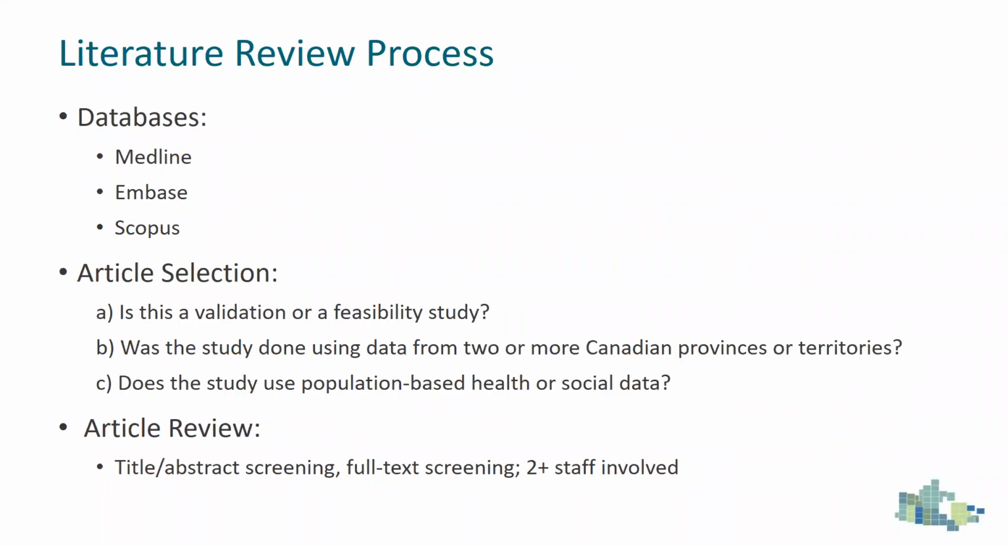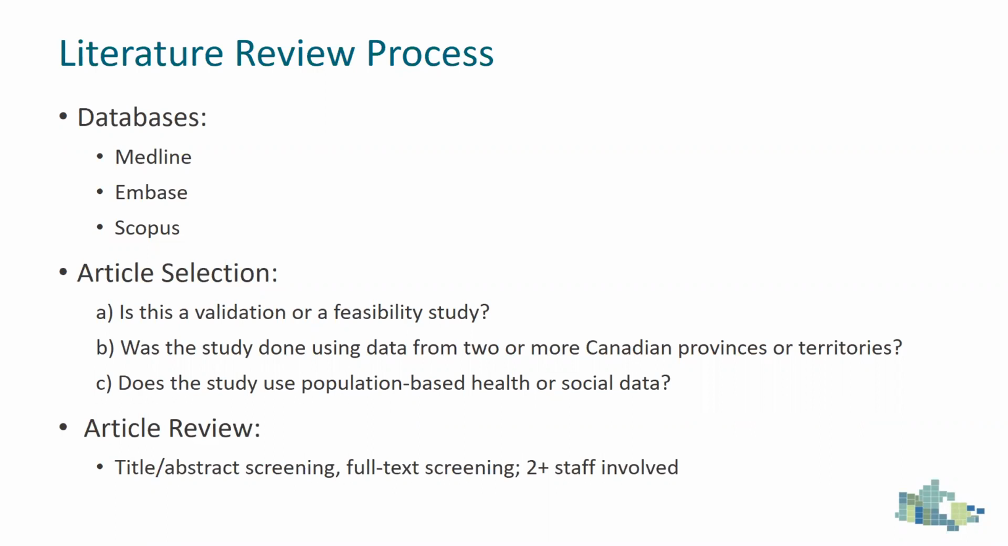Our literature review process to identify published algorithms is standardized, and it has involved looking at multiple citation databases with critical questions around the use of validation methodologies or feasibility methodologies. We have included only studies that have used data from 2 or more Canadian provinces or territories and that have used large electronic health databases, such as administrative data or registries that compile health or social characteristics of the population.